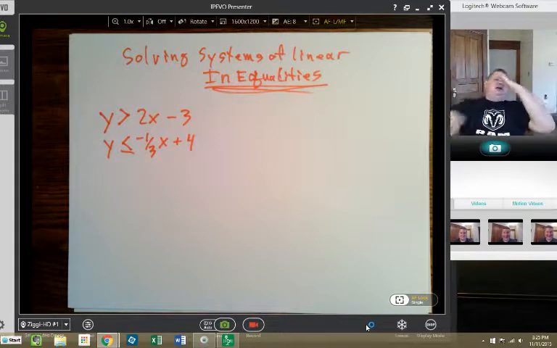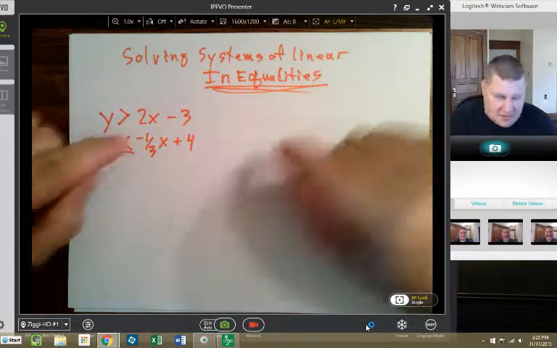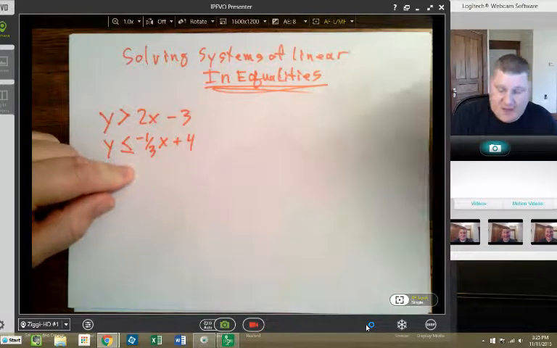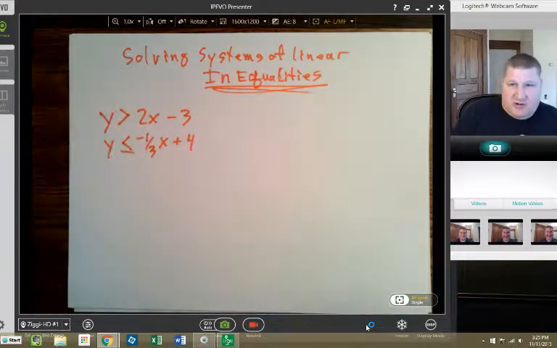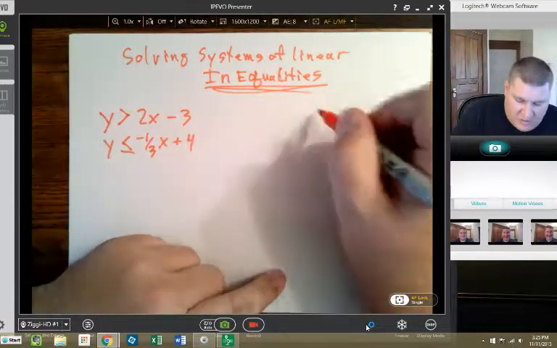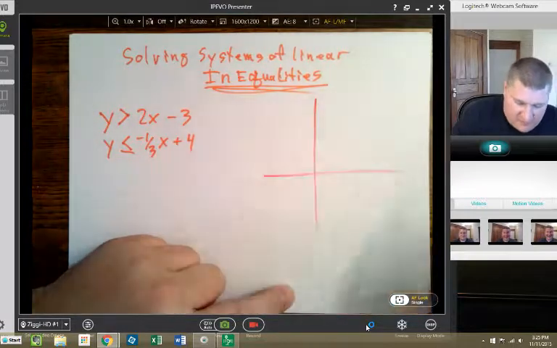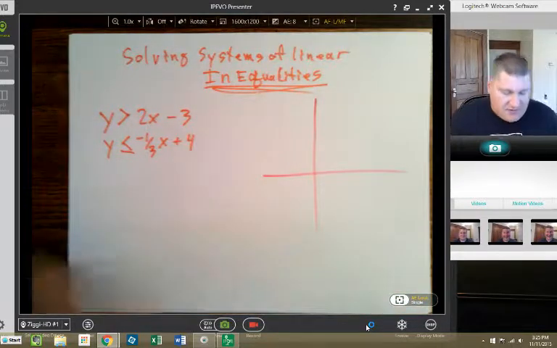That means it's not just the line. It means it's the greater than portion, or maybe it's the less than portion, okay? And so if we take a look right over here, we come up with y is greater than 2x minus 3. Y is greater than 2x minus 3. We can graph this. Done it before, can do it again. Let's go ahead and graph it.